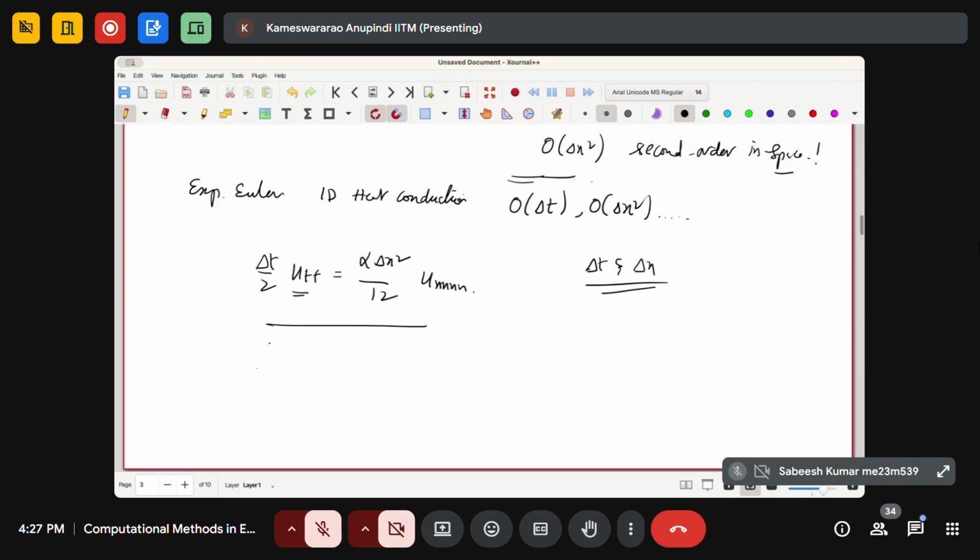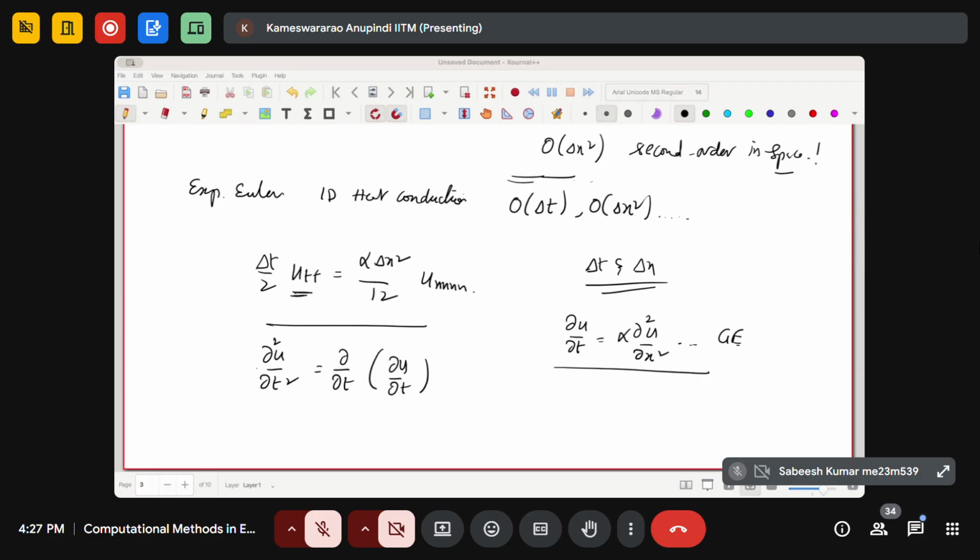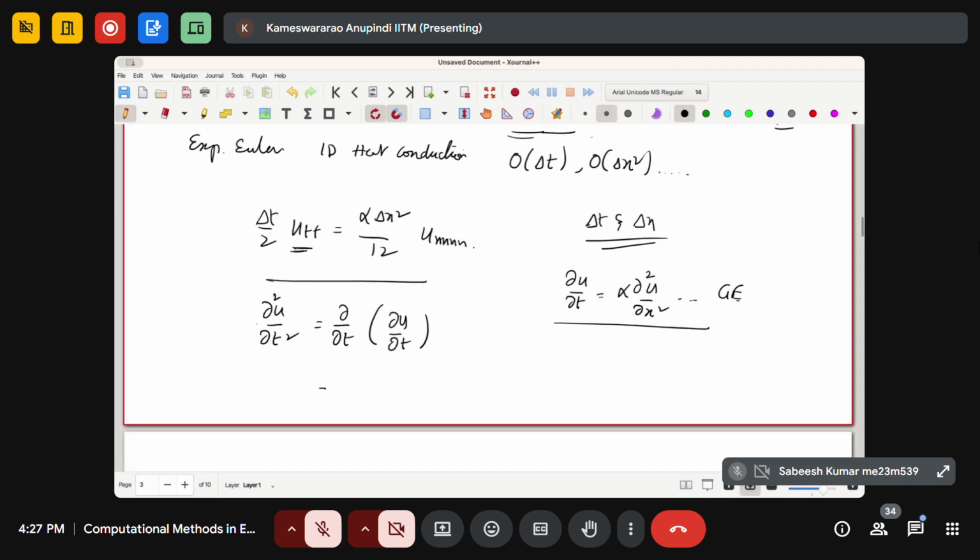U_tt is ∂²u/∂t², right? We recall our equation is ∂u/∂t = α ∂²u/∂x². So this is our governing equation. But now I am working with u_tt, that is ∂²u/∂t². I can write this as ∂/∂t of ∂u/∂t. I can substitute for ∂u/∂t from here, which is α ∂²u/∂x².